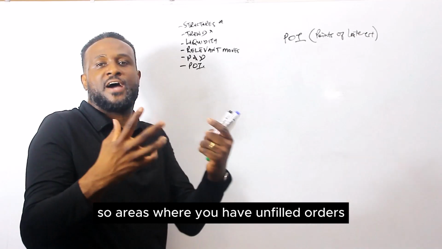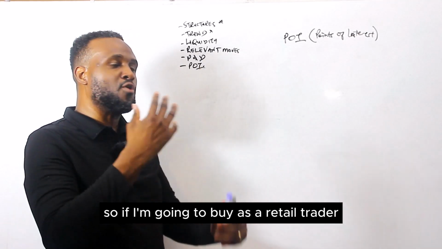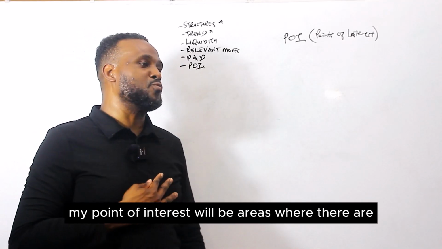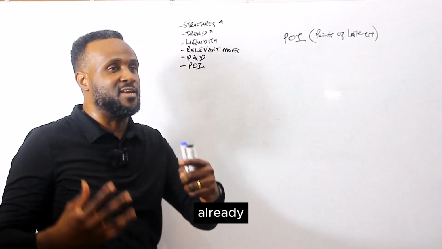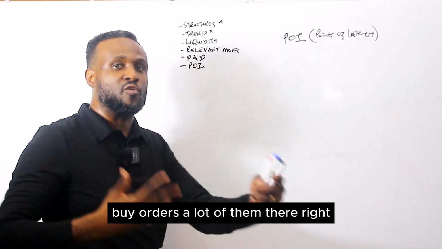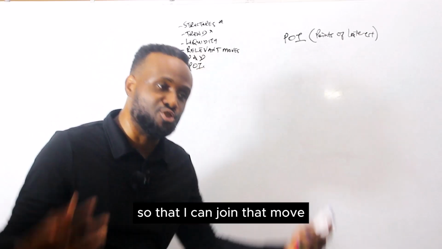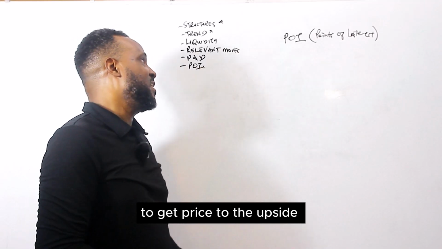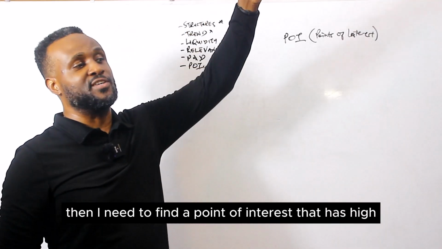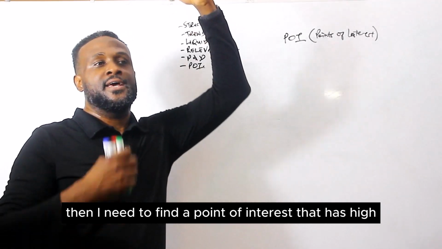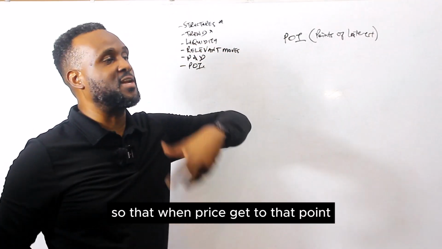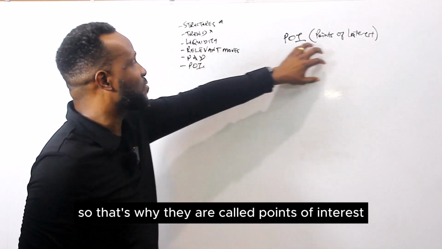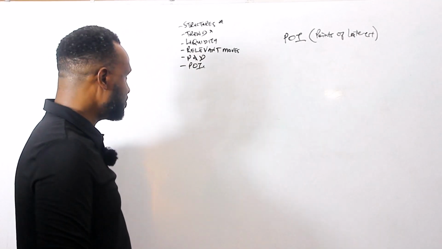So areas where you have unfilled orders, right? If I'm going to buy as a retail trader, my point of interest will be areas where there are already a lot of buy orders, right? So that I can join that move to get price to the upside. If I want to sell, then I need to find a point of interest that has a lot of sell orders so that when price gets to that point, I can now follow that move to the downside. So that's why they are called points of interest, right?